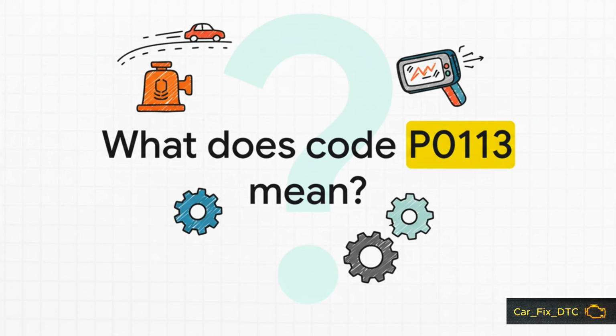You're just cruising along, minding your own business, and boom, there it is. That dreaded little orange light on your dash, the check engine light. You plug in your scanner and it spits out P0113. Super frustrating, I get it. But hey, don't sweat it. We're going to figure out exactly what your car is trying to tell you.